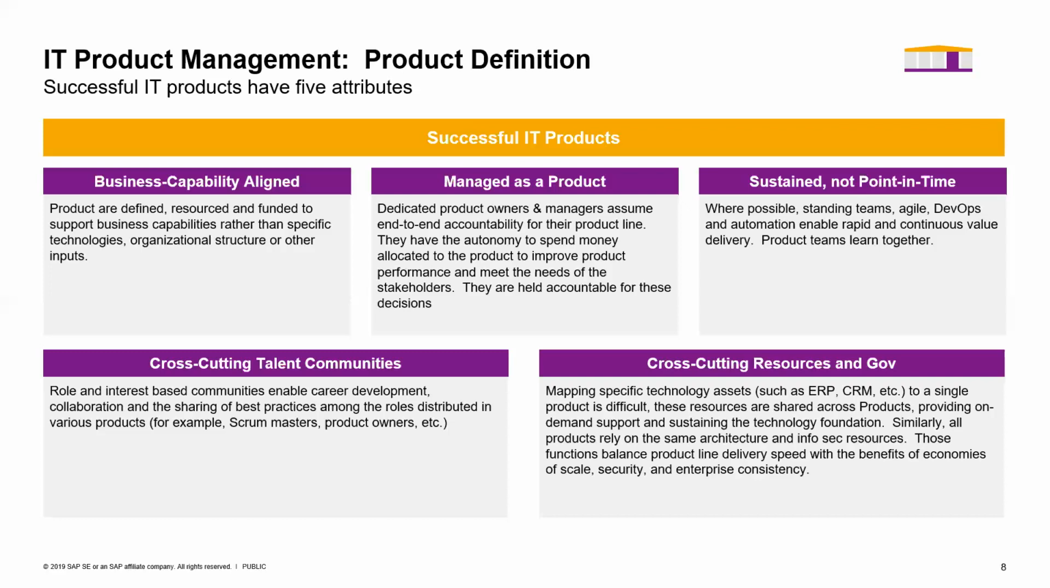And last but not least is the cross-cutting resource and governance. Right? So we also have shared services, supporting teams, mapping the specific technology asset, right? So for a single product, sometimes it's difficult. So we have to admit that, right? Especially when we talk about huge systems. The resources can be shared across products, provide on-demand support and sustain the technology foundations. Similarly, all the products rely on the same architecture and enforce secure resources, right? So this is really talking about a big organization supporting bigger systems.